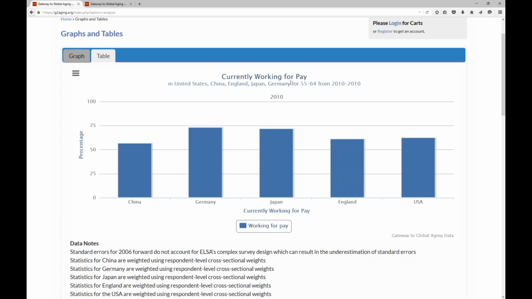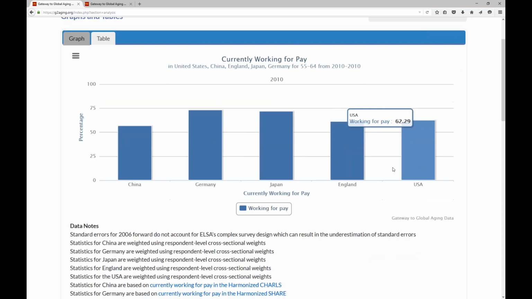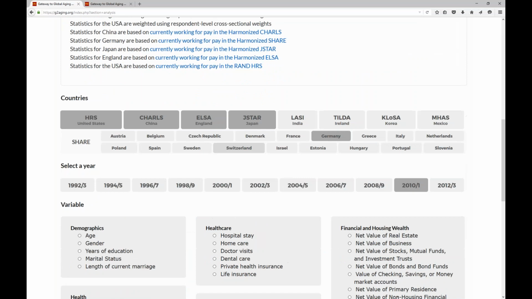And you can see here that we have quite a bit of cross-country variation of people aged 55 to 64 who we might expect to still be working who are still working. So in Germany, we have 73% of people who are still working in this age range, which is very close to Japan here. It's almost 72%. But in China, it's much lower at 56%, and England and the US, it's 61 and 62, somewhere right in between. And so let's generate a few more of these graphs.